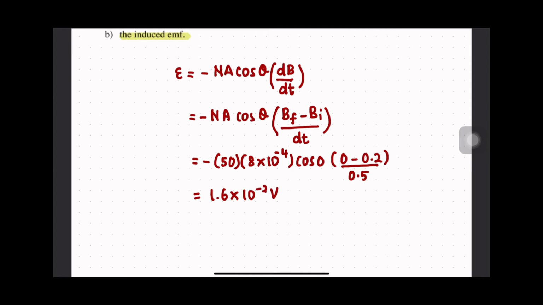Dia positive EMF because the changing B adalah decreasing B. Jadi induced EMF akan positif, okay, to oppose the decreasing of B. Okay.